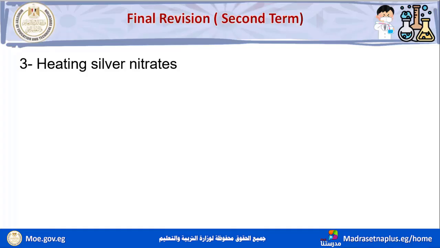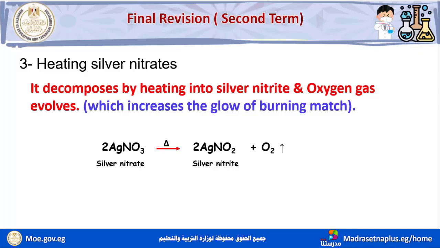Number 3, heating silver nitrate. It decomposes by heating into silver nitrite and oxygen gas evolves. But by continuous heating, silver nitrite decomposes into silver and nitrogen dioxide. Oxygen gas increases the glow of a burning match. 2AgNO3, silver nitrate, by heating produce 2AgNO2, silver nitrite, plus O2.